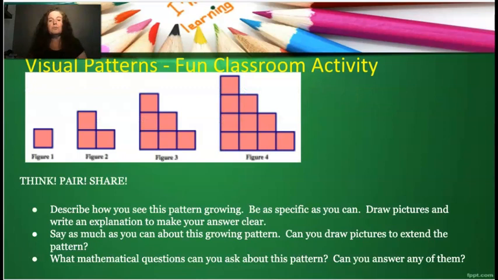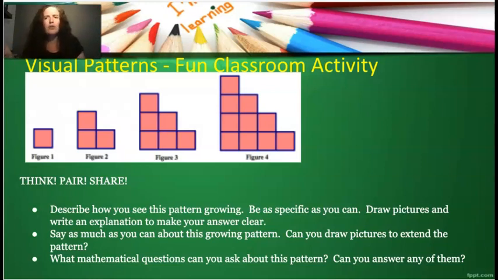There's also visual patterns. So a fun classroom activity is to give students a visual pattern like this. And you want them to describe how the figure is growing. And you want them to be very specific. So think about it and then say as much as you can about the growing pattern. Students will draw to extend the pattern.